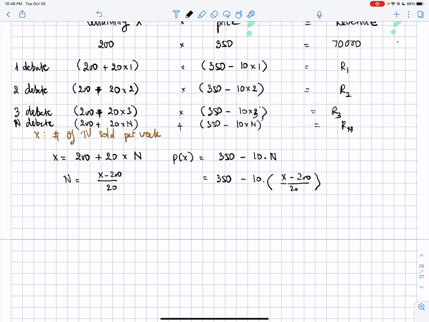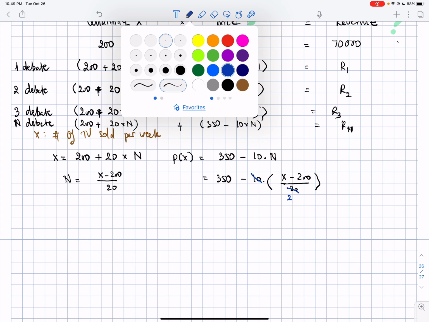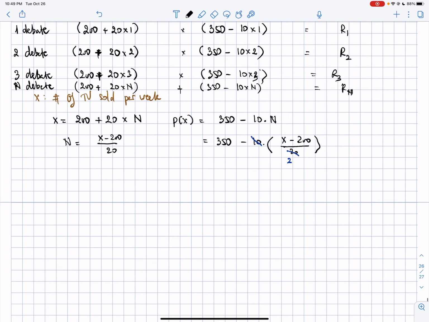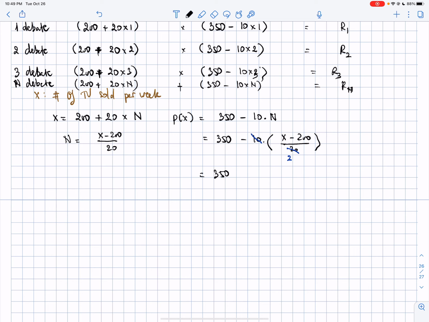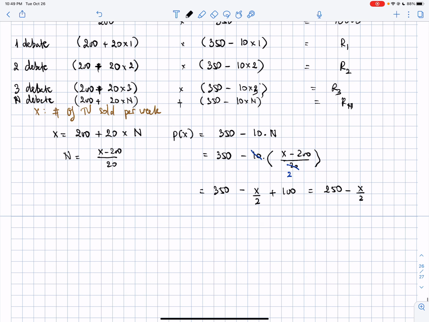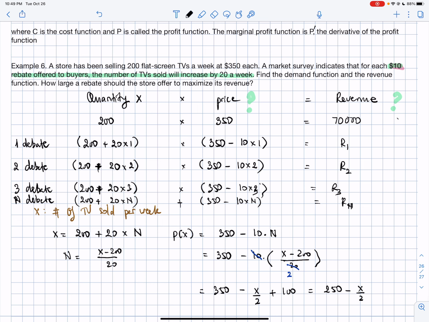Now we simplify this, distribute, so this is going to be 2 right here. So you have 350 minus x plus x over 2 plus 100. So we will get 250 minus x over 2. Okay, so that is the price function, or the demand function. So we answered this question, to write the function.